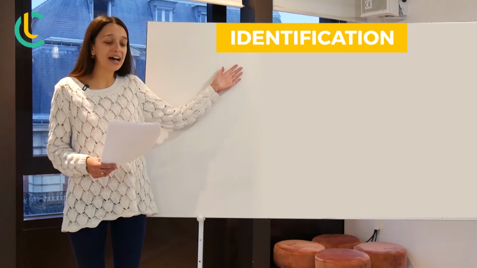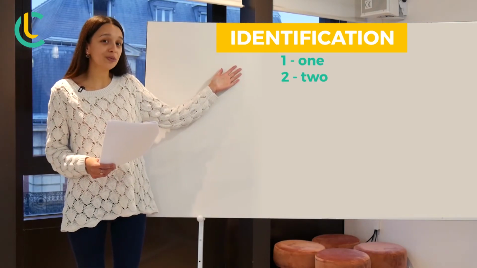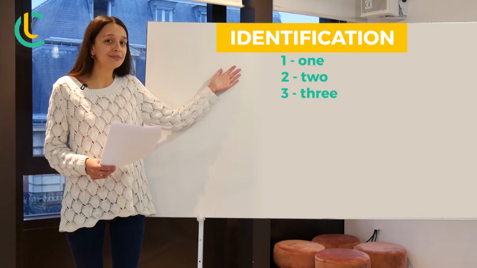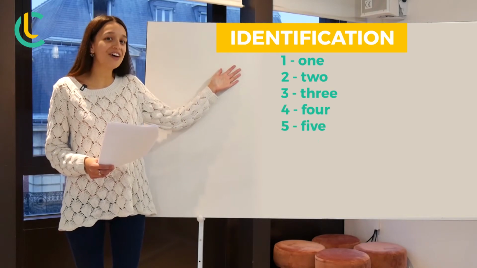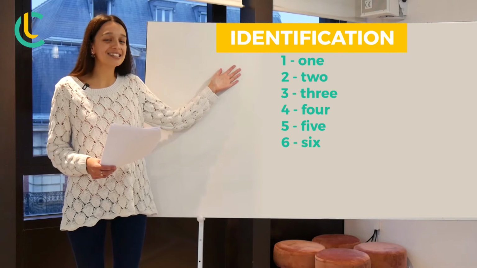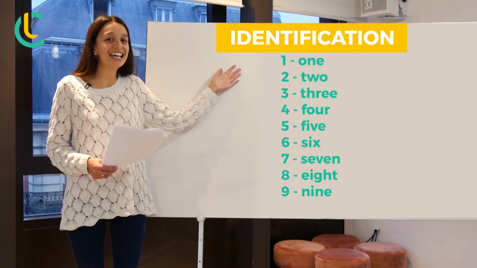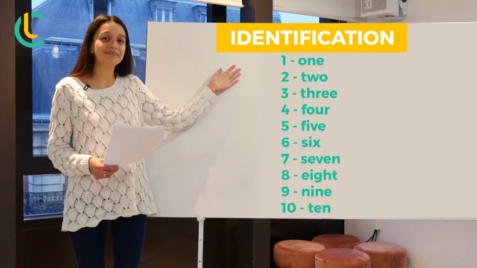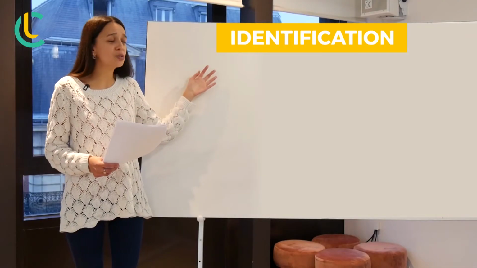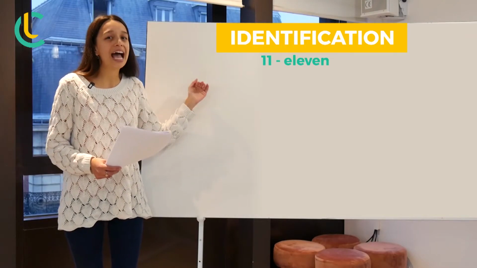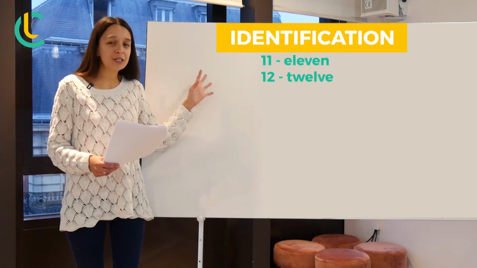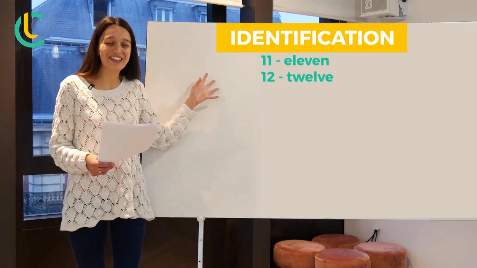So we have 1, 2, 3, 4, 5, 6, 7, 8, 9, 10. Okay, so now we're getting to a few irregular numbers, so I will go through them with you. So next we have 11 and 12. So they're a little bit strange, so you just have to learn them.